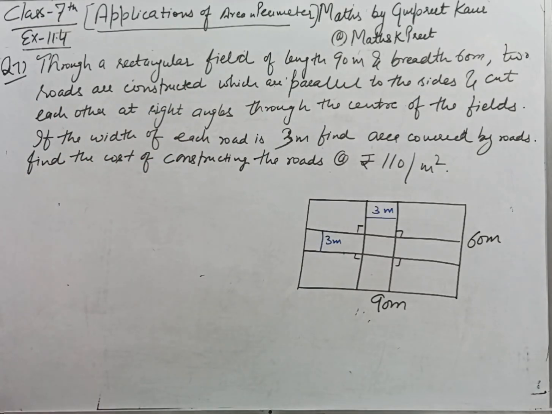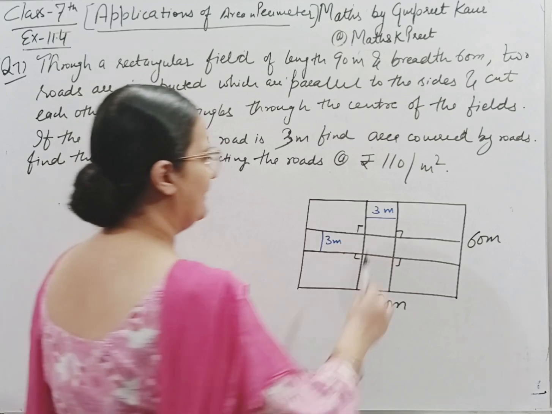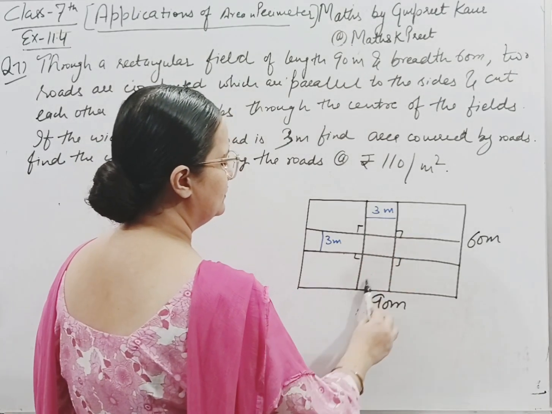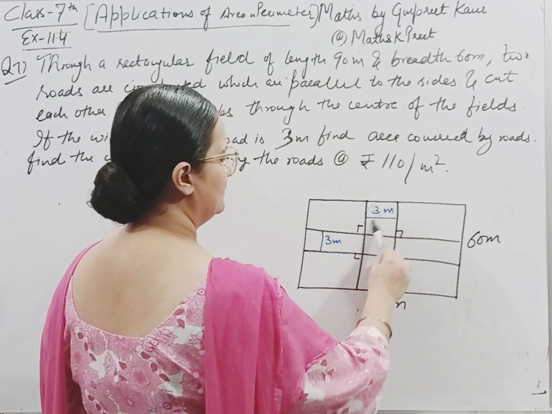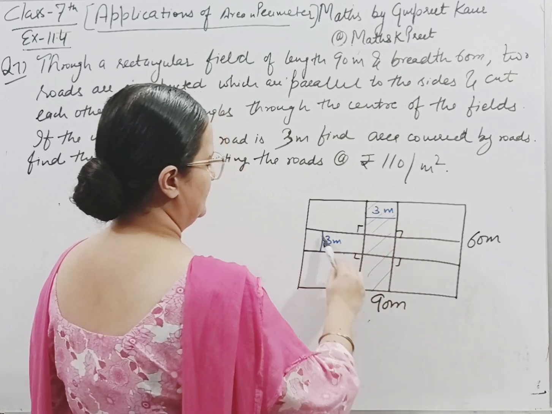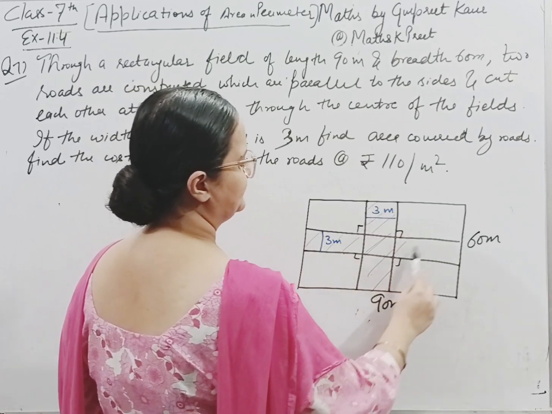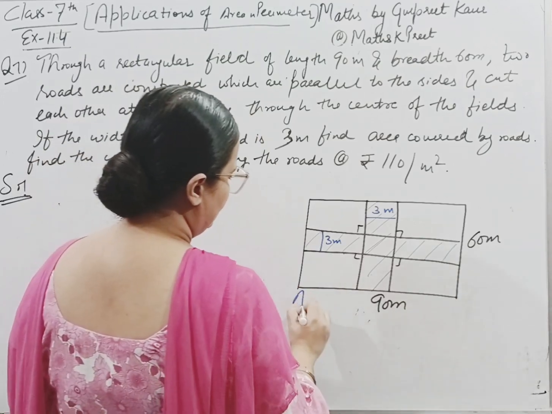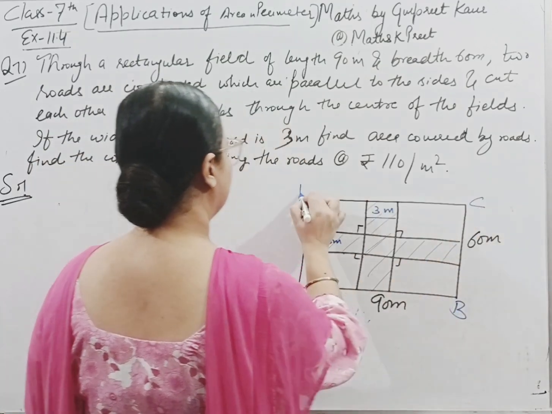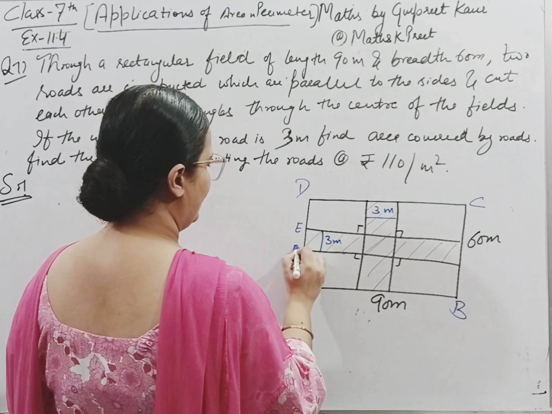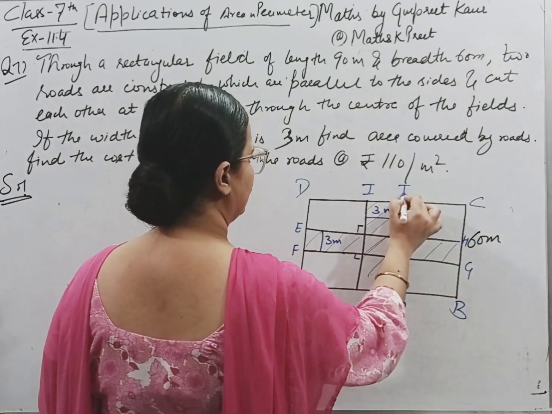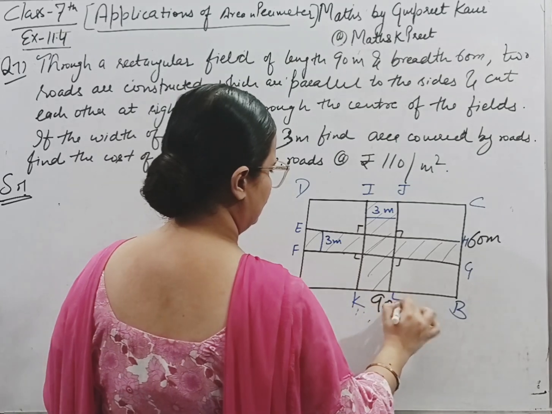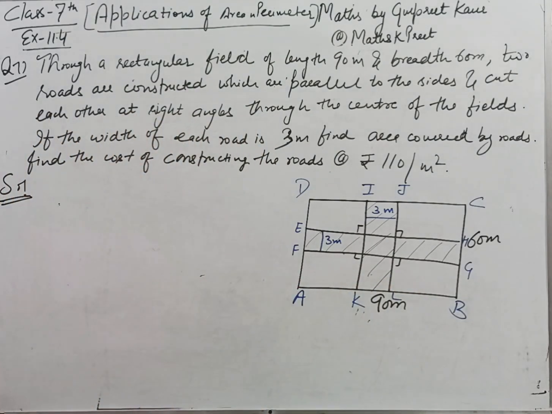Find the area covered by the roads. That means we have to find this area, this road and this road. I'm just shading this out. I have to find this area in the first part. Let me name the figure's parts A, B, C, D, E, F, G, H and I, J, K, L. Now let's solve this.